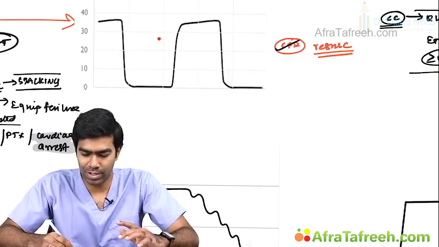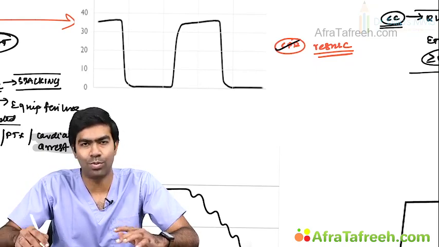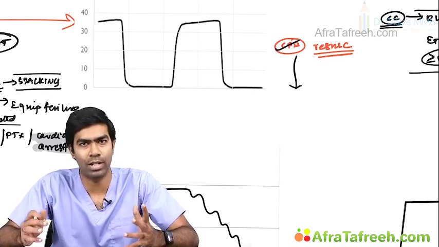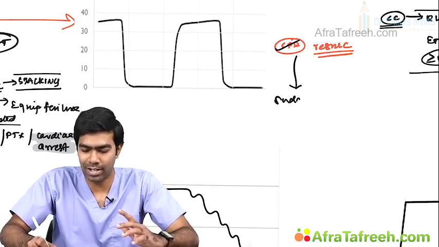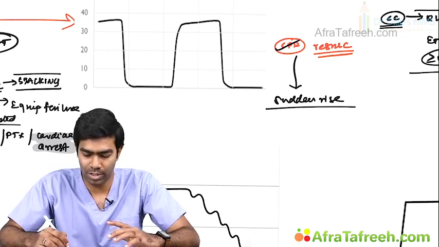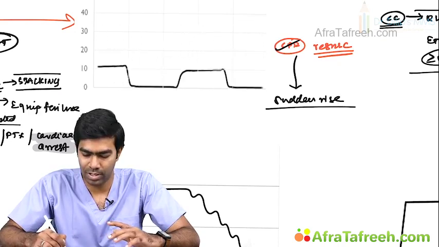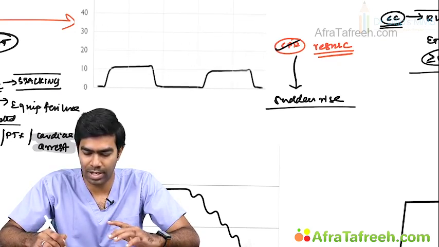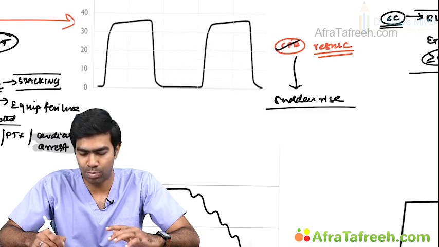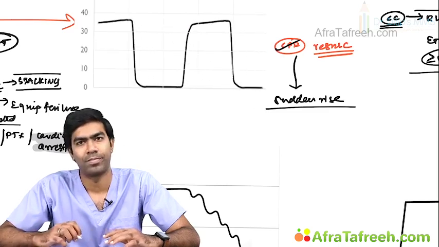If you see this kind of sudden increase in the EtCO2 while the patient is getting CPR, I told you at least it should be more than 10. But if you see a sudden rise in EtCO2 during a CPR like this, let me show you once again. So initially this was the CPR phase where the patient is getting CPR. You can see now there is a boom, a sudden rise.